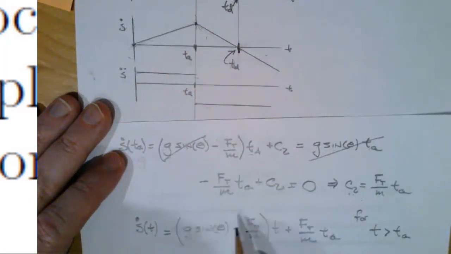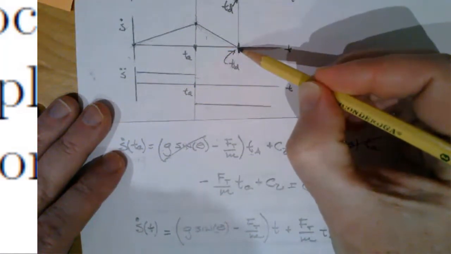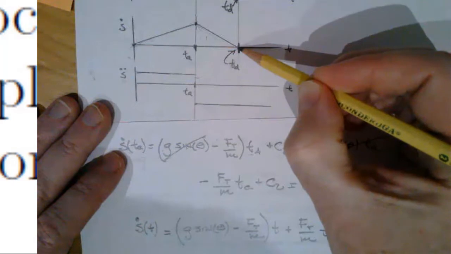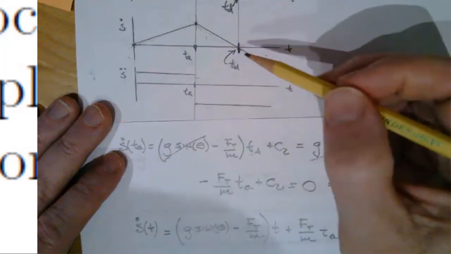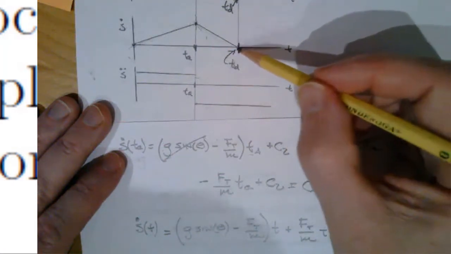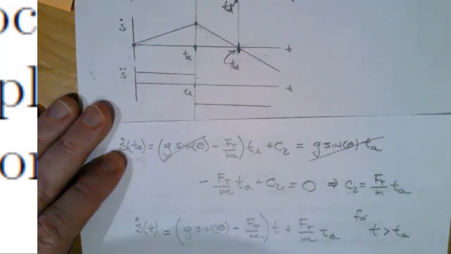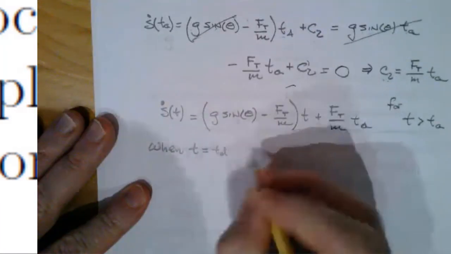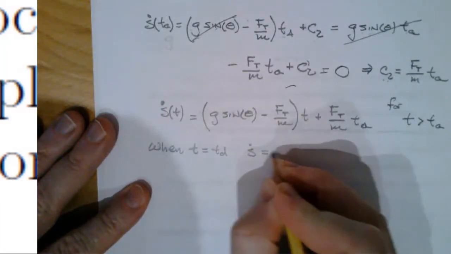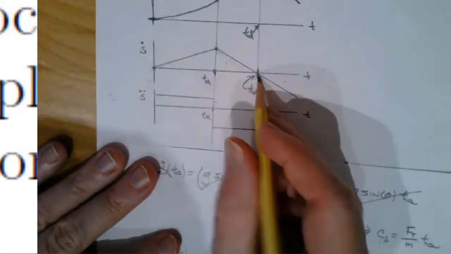And we're really interested in this because remember what we need to find. We need to find when S dot goes to 0. This is where the rocket car, momentarily, just for an instant, stops and turns around and heads back uphill again. That's one of the things we want to find, and that's one thing we can find out right now. So say when t is equal to TD, S dot is equal to 0. That's the special case right up there.